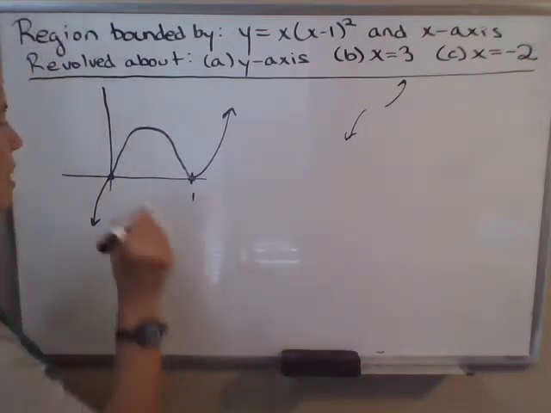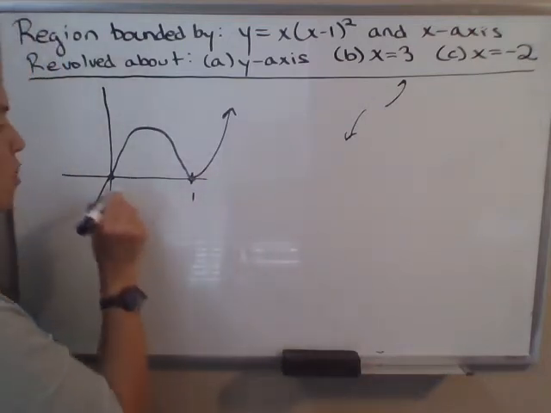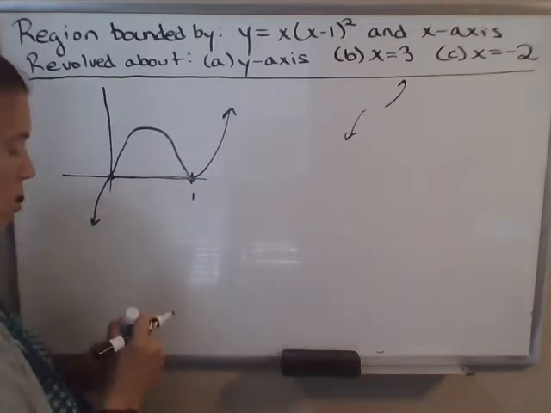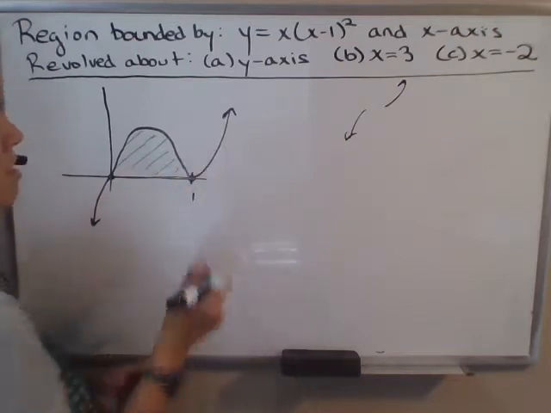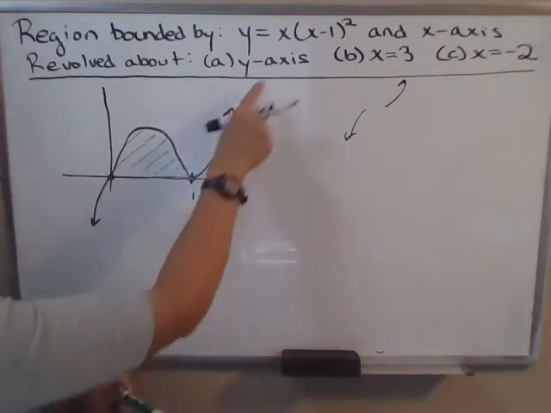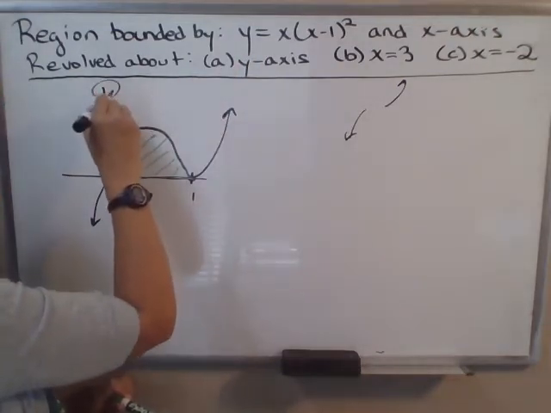So we're looking at the region bounded by this graph and the x-axis. The enclosed region is this region here. So we're taking that region now and revolving it, first about the y-axis, so we're revolving it here.